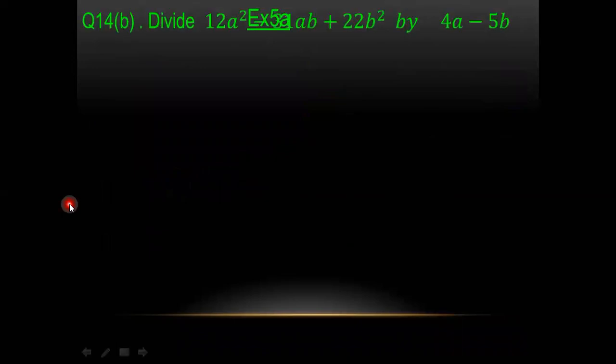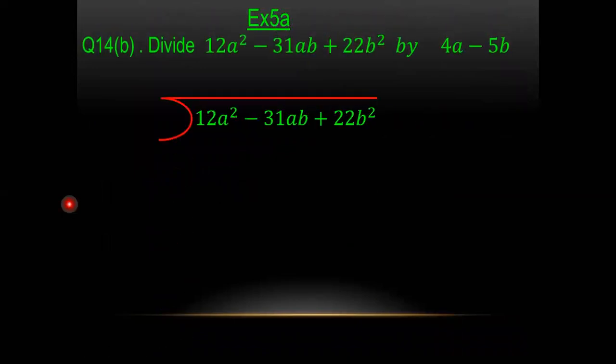Question number 14, part B, dividend and divisor. Dividend and divisor are written on their places inside and outside the division sign. This is in descending order with respect to a. Although there are two variables, it is in a descending order with respect to a square, a1, and no a over here, right? a0 will be counted. So it is in descending order, and this is a trinomial, it is quadratic, and this is a binomial, it is linear, right? Its degree is 1.